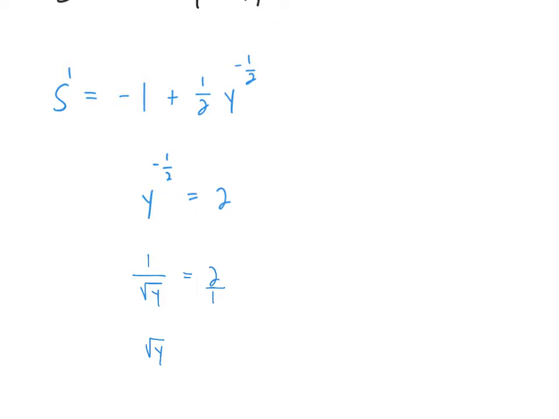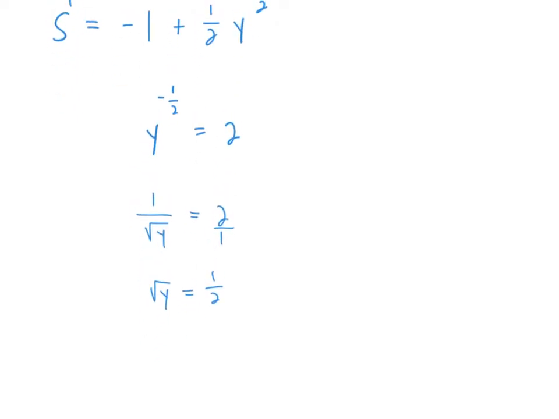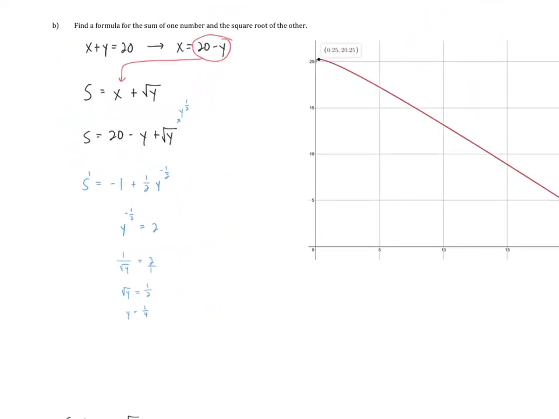Okay, and I'm going to take reciprocals of both sides. You can do that. Okay, and then we can see 1/4. If y is 1/4, we square both sides, really. So y is 1/4. Okay, and then look at this point here.